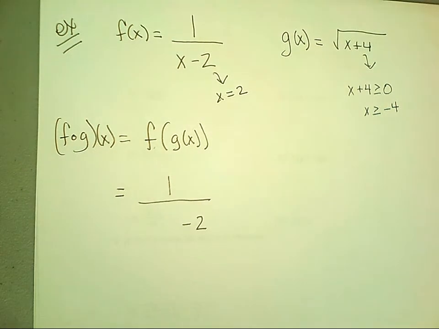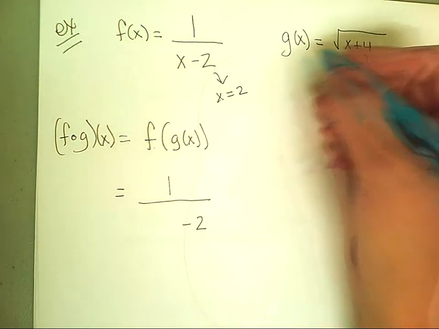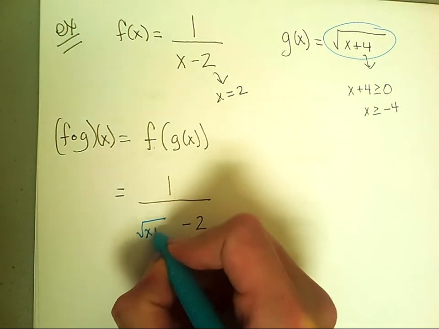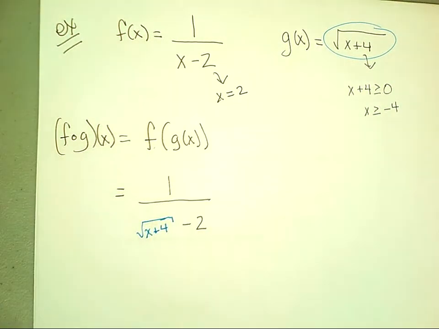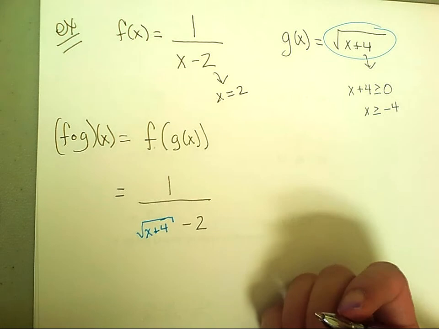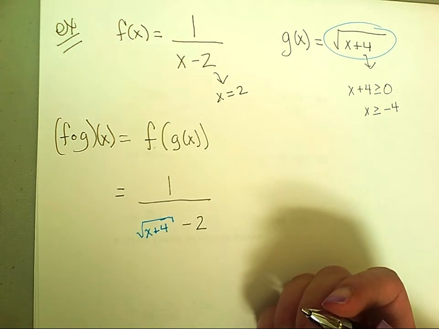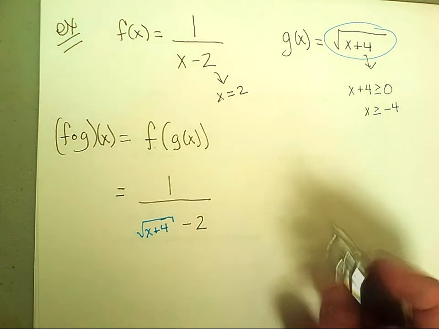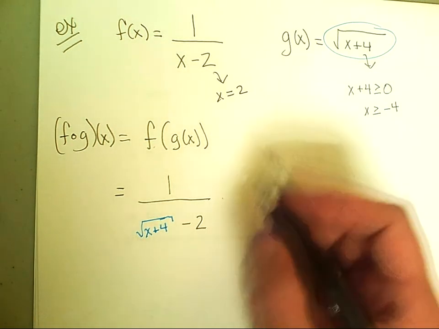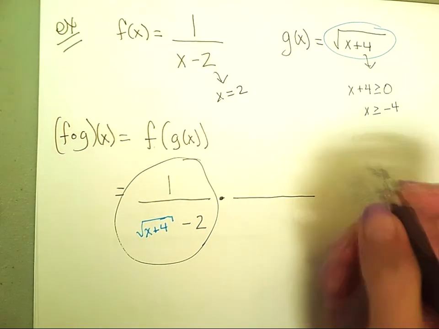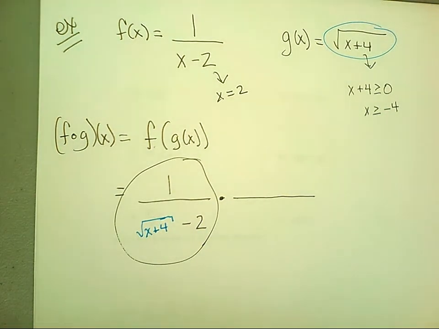Okay, so f is 1 over x minus 2, but what we're putting in for x is all of g, which is the square root of x plus 4. And there's nothing you can do to simplify this. We could rationalize the denominator and multiply by the conjugate. Let's do that. That's always a good thing to do. On your exam, I'll take this, but we need to practice rationalizing.